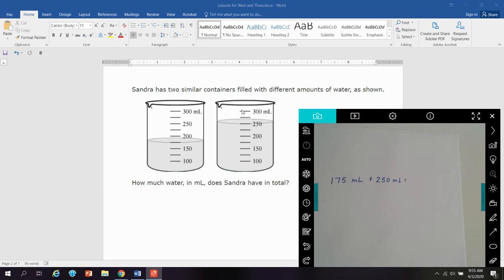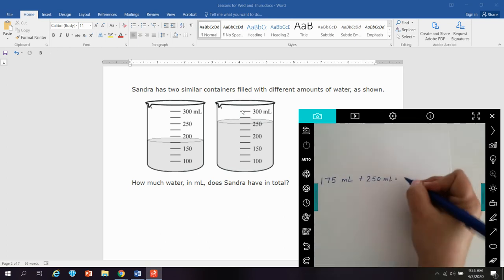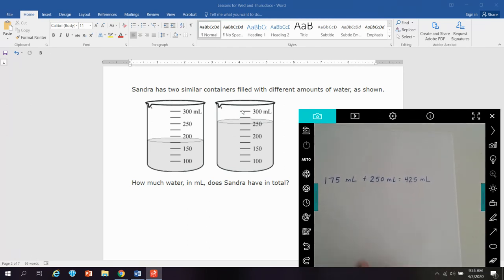All right, so what I want you to do is try to pause the video and see if you can figure out what our total is going to be. All right, if you got 425 milliliters, you are correct. Remember, there's tons of strategies we learned in the beginning of the year to show us how we can add 2 numbers, right? So we should have 425 milliliters in total that Sandra has of water.